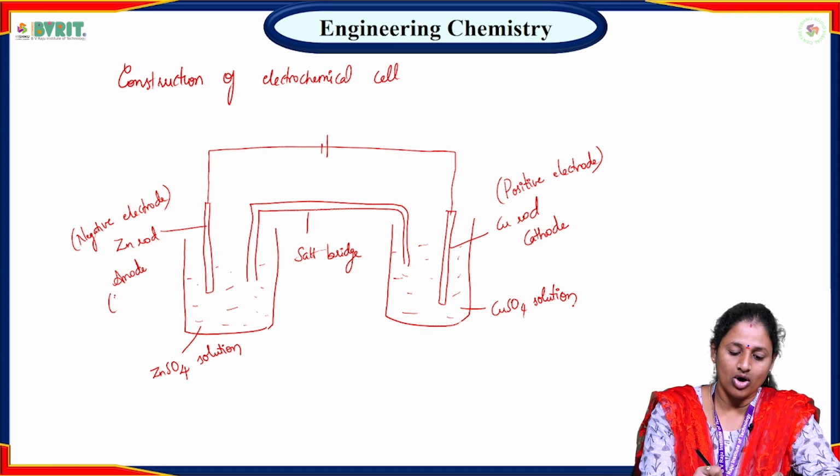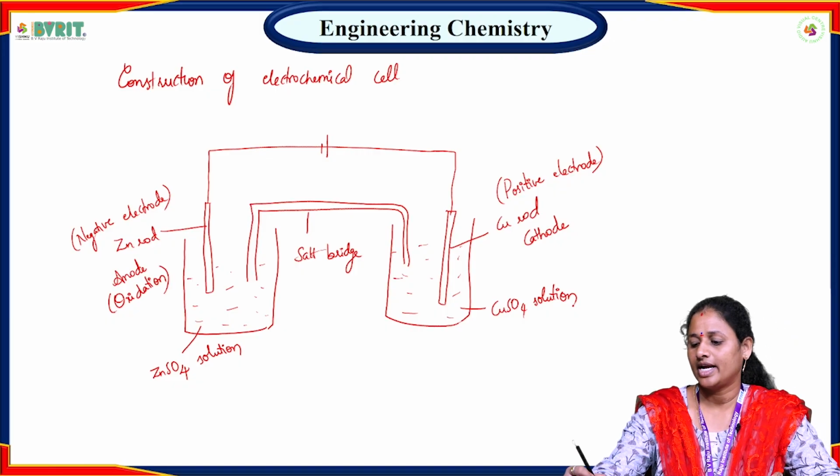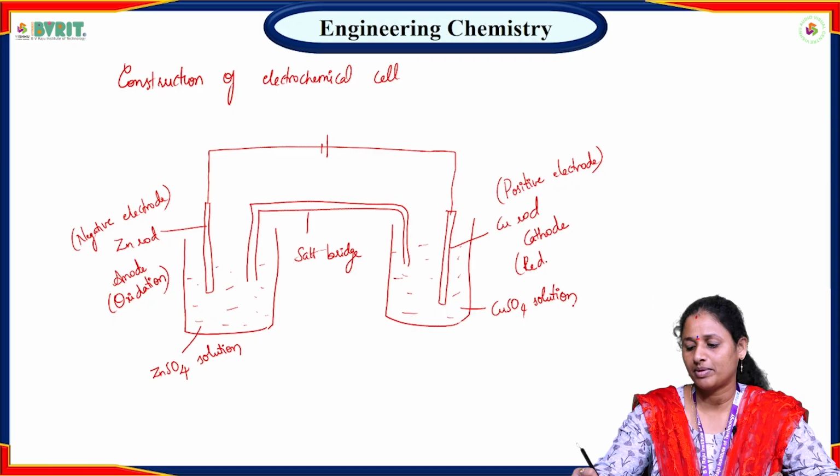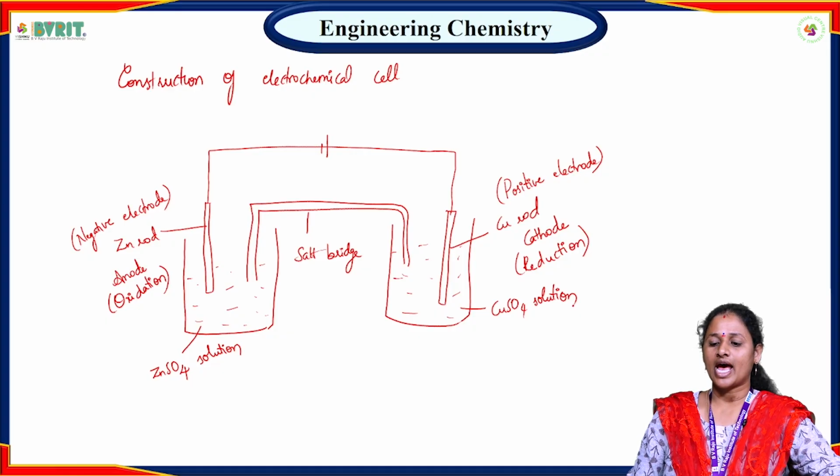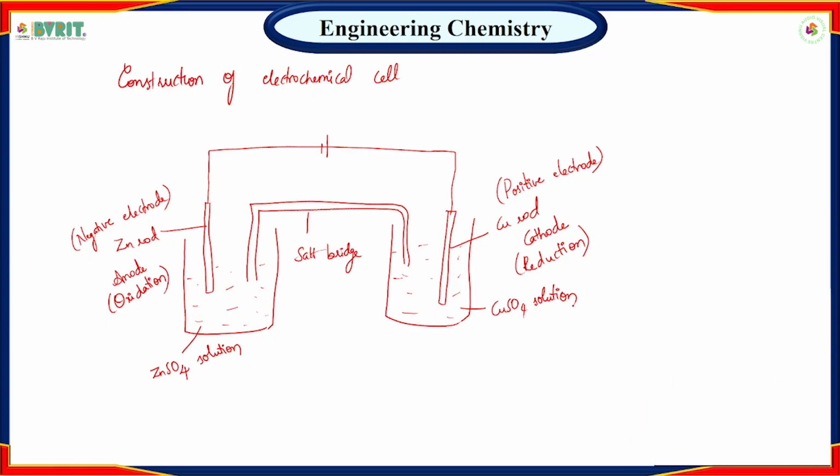At anode, oxidation takes place. At cathode, reduction takes place. So this is the construction of a Daniell or galvanic cell. So we can write the reactions. At anode, oxidation takes place: Zn gives rise to Zn2+ plus 2 electrons.